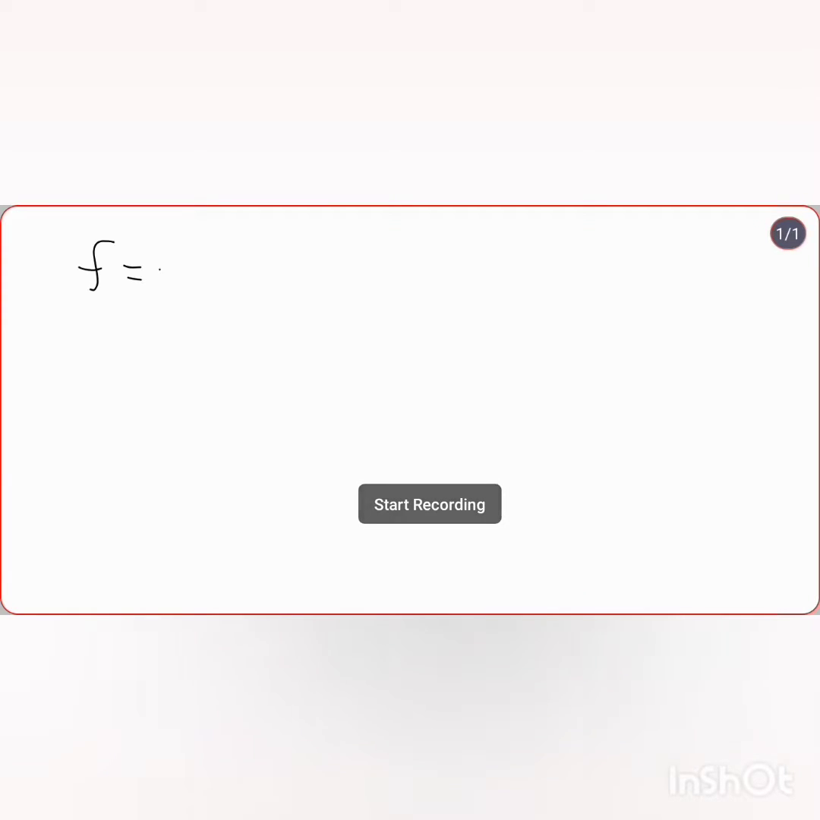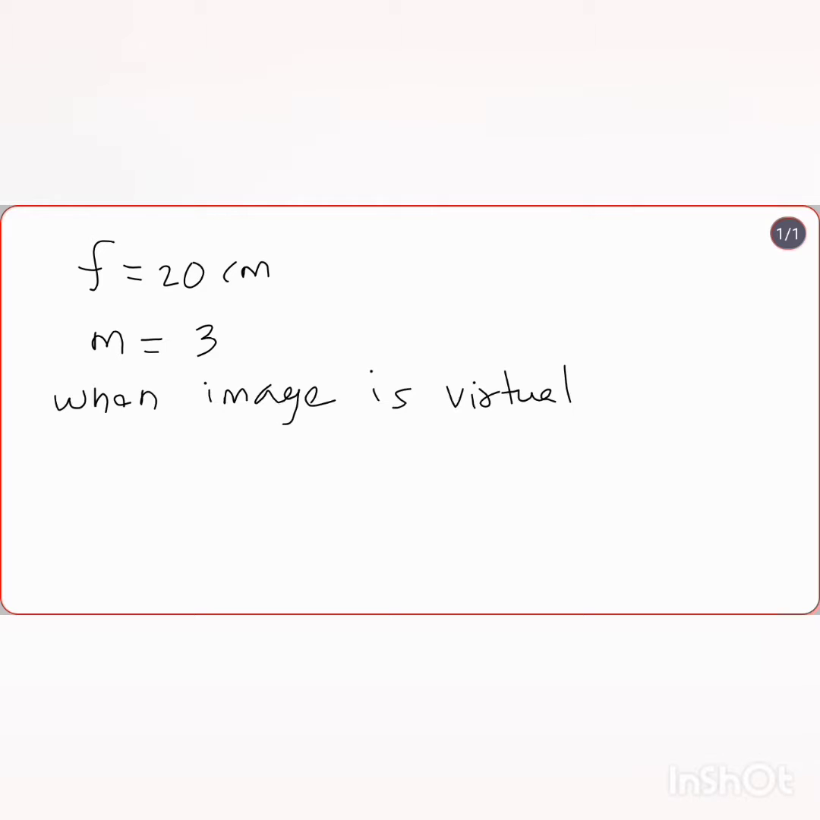Focal length f is equal to 20 cm and magnification is equal to 3 are given in the question. When the image is virtual, m is positive, that is m is equal to plus 3. If the image is virtual, the magnification will be positive, that is m is equal to plus 3. We know m is equal to minus v by u, which is equal to 3. So v is equal to minus 3u.